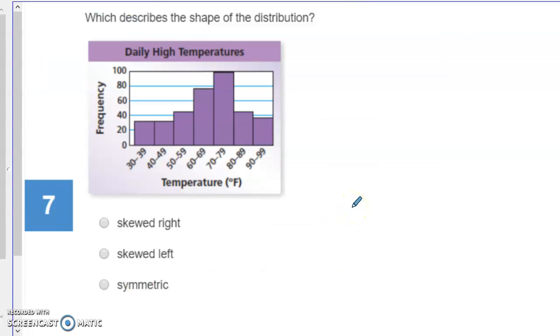Question number 7 says, which describes the shape of the distribution? Well, looking at this distribution, I see how it's leaning over this way, so I would say it is skewed to the left, so that is the one that I would choose for number 7.